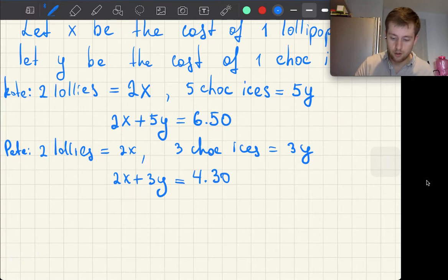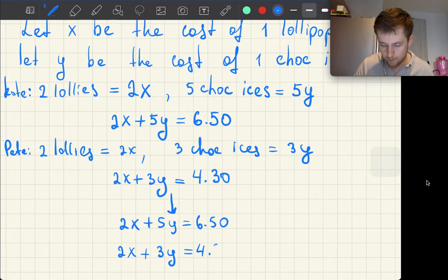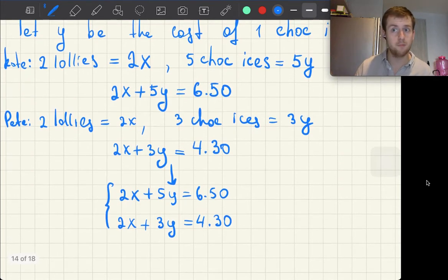So here we can summarize it. We have a system of equations. 2x plus 5y equals 650. 2x plus 3y equals 430. This example is basically asking for the elimination method, right? Because we already have 2x in both equations, all we gotta do is subtract them, and that's it. So we subtract them from each other.